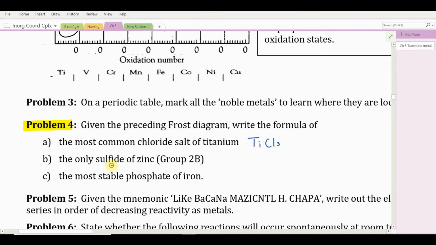The only sulfide of zinc. Recall that zinc only exists as +2, so its most common sulfide would be zinc sulfide, in which zinc has an oxidation state of +2, and sulfide, of course, is always -2.